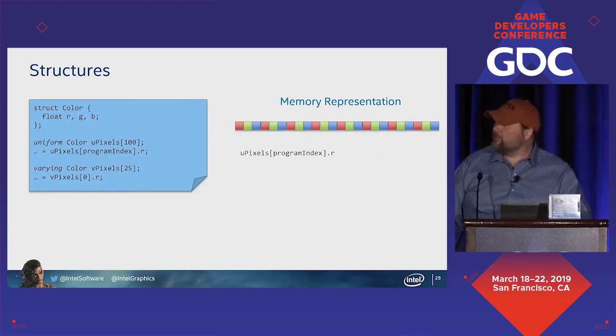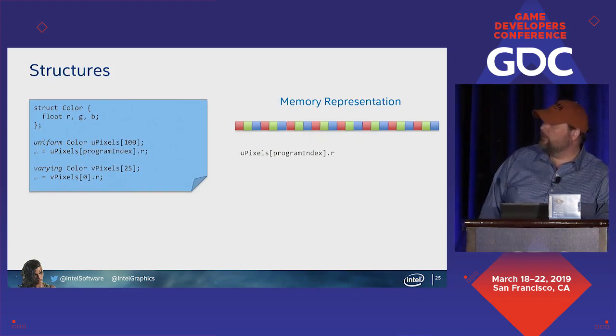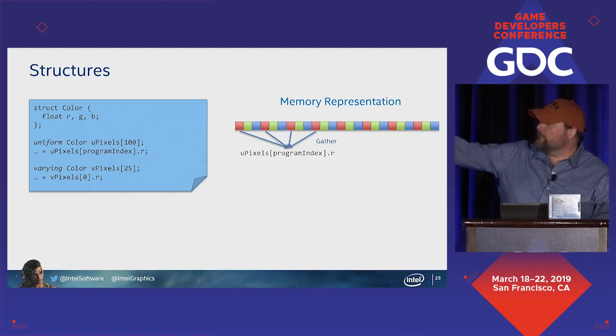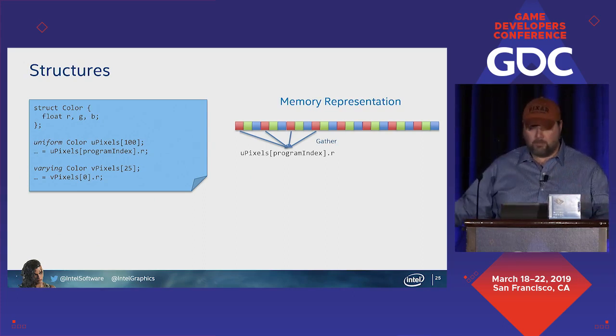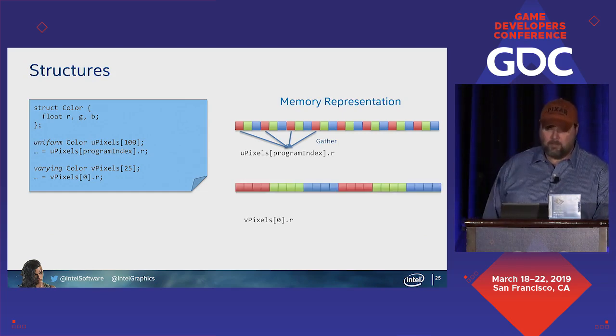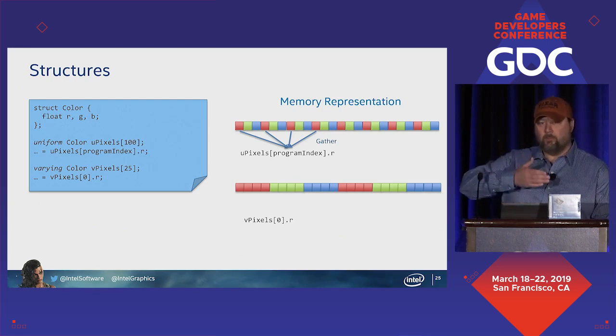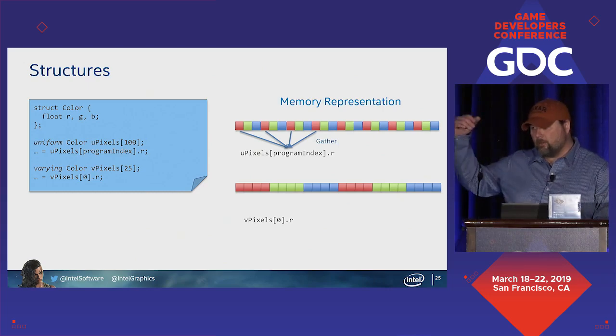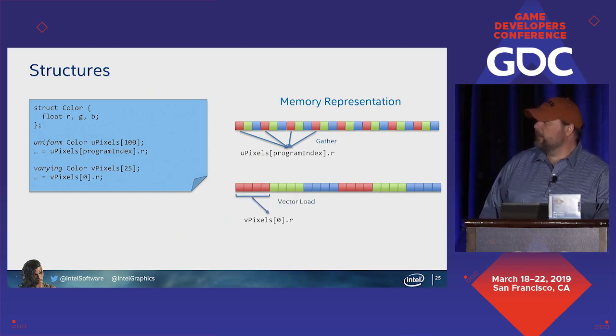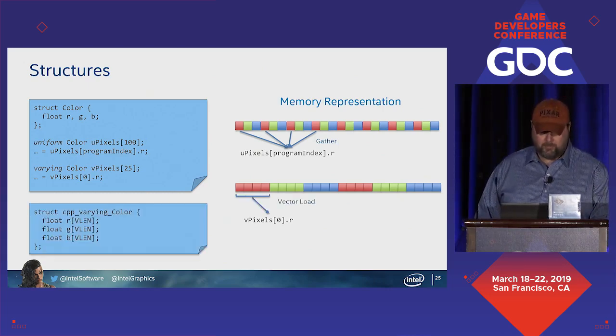So here is an example of that. Let's say we want to dereference program index upixels R. Since our elements are not aligned in memory linearly, we have a gather. So we have to uncoalesce memory access to get that. And then in varying V pixels, we repeat chunks of red, green, and blue of the compilation target width, and we get vector loads, which are much faster.